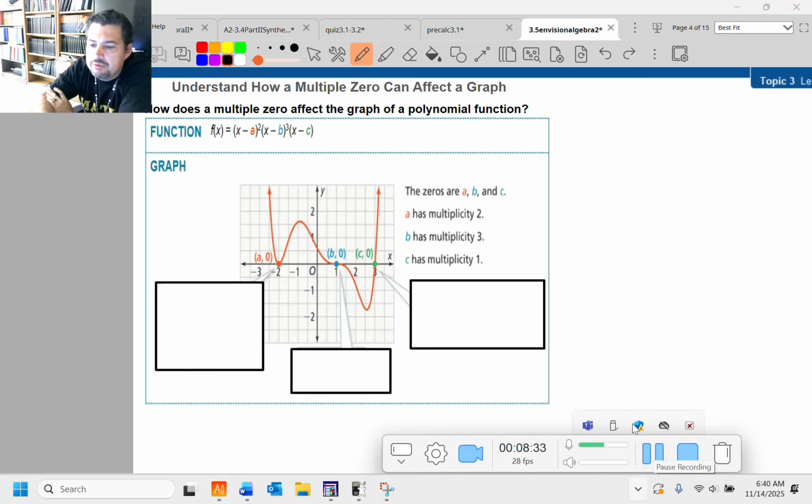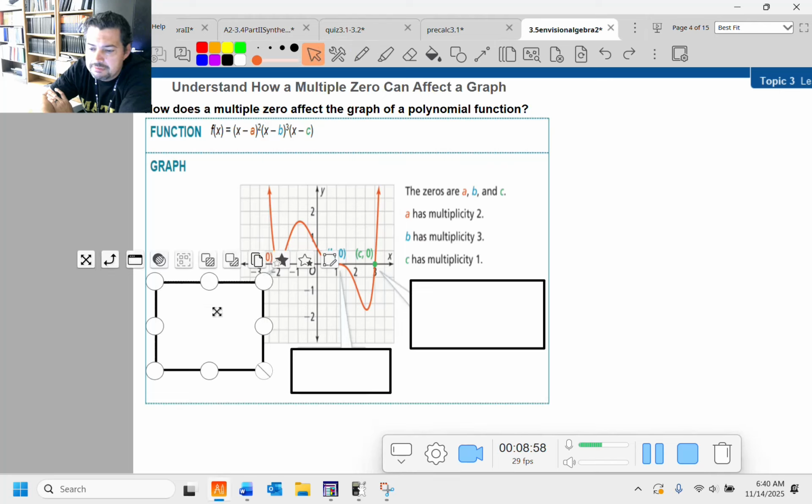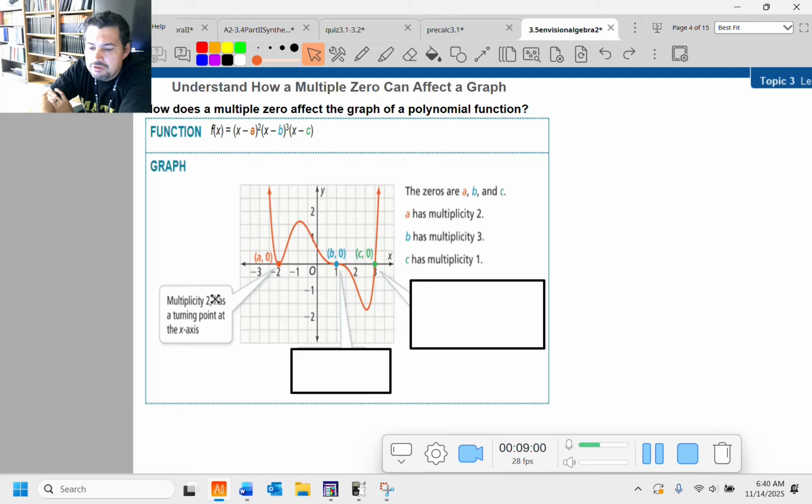All right, how does a multiple zero affect the graph? It should say, how does the multiplicity of a zero affect the graph of a polynomial function? So here we have a function with no numbers, just letters A, B, and C, which represent the x-intercepts. Now pay attention to the exponent. A has a multiplicity of 2. I wonder what's in this text box. Multiplicity of 2 has a turning point at the x-axis.